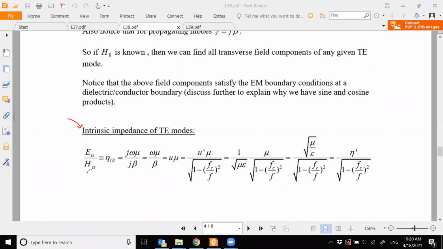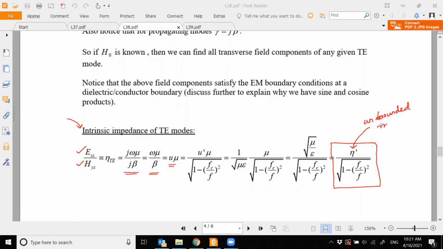But here, because it is a bounded medium, if you divide this field by this field, whatever we have got just now, then you will end up with omega mu over beta, which is equal to u times mu. And you can replace u with u dash divided by root of 1 minus (fc over f) squared, and then simplify it. Then you will get this as your answer, the intrinsic impedance of the unbounded medium.